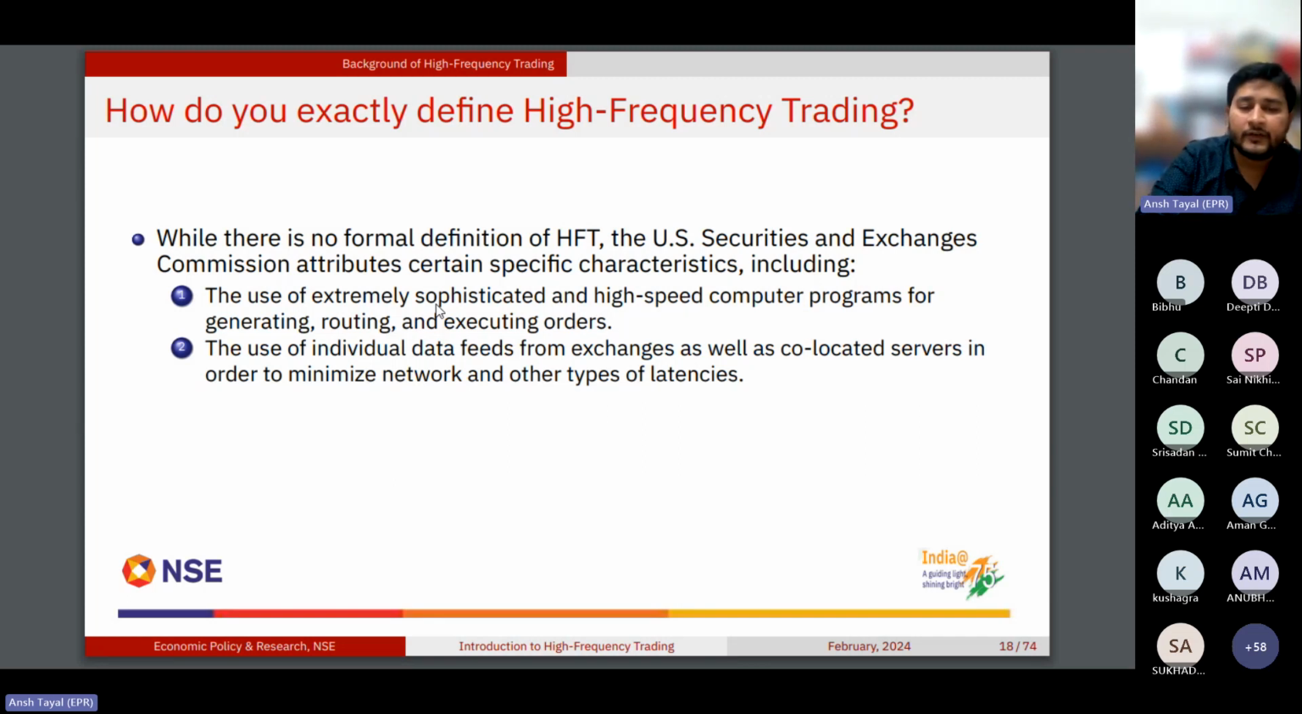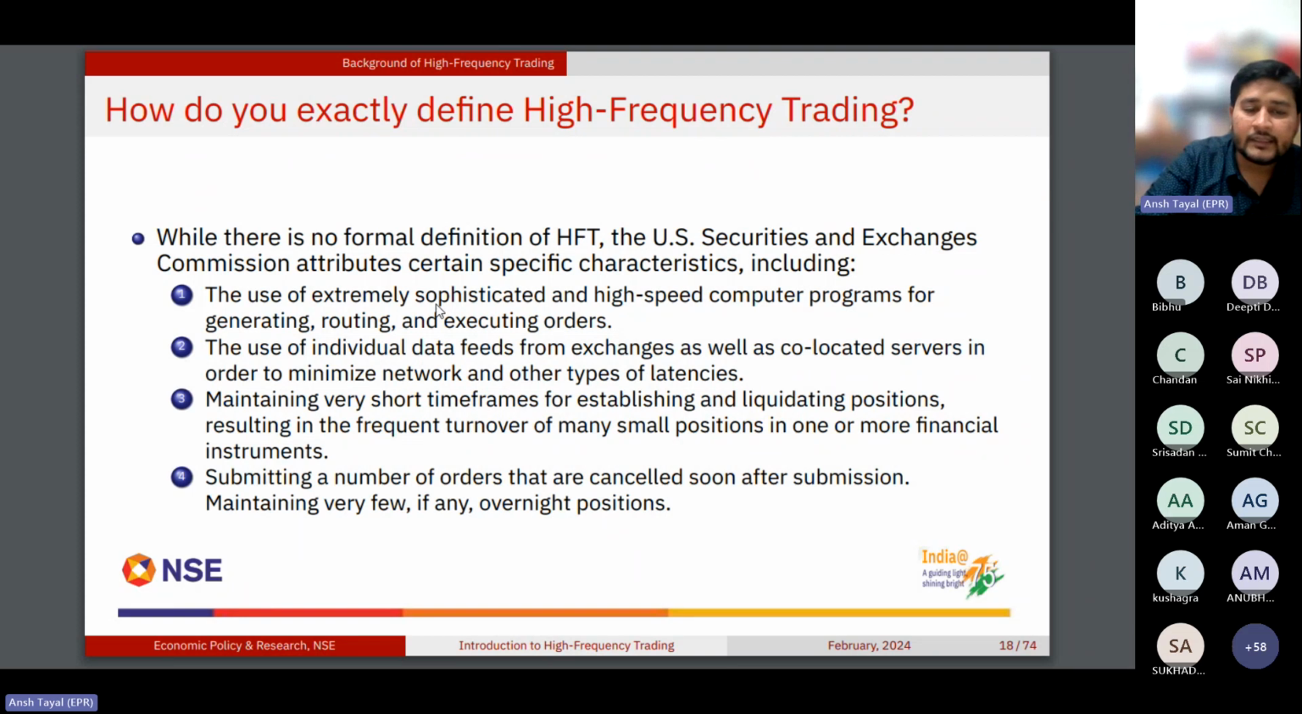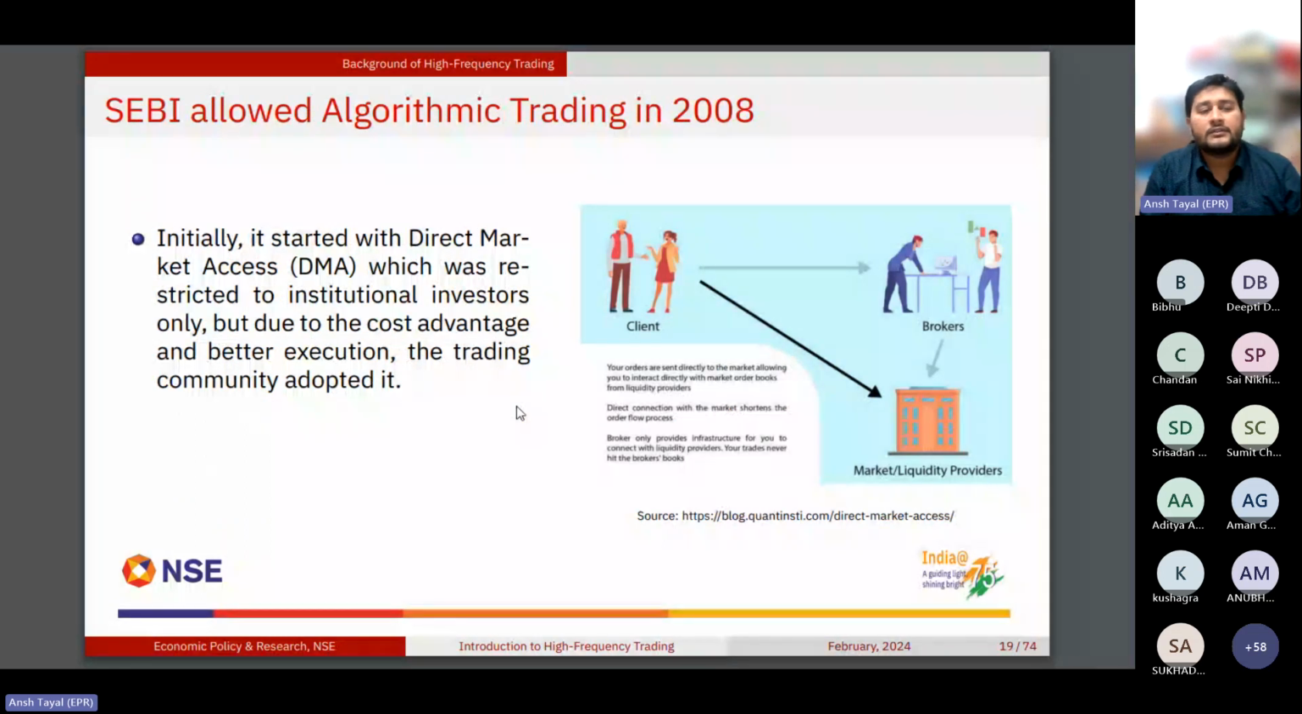Another is that you are taking individual feeds directly from exchanges or co-located servers, and I'll talk about co-location in a bit. Then another is that you sell off very quickly. You hold your positions for a very short period of time. That is another characteristic. And then you cancel your order soon after submission because you are trying to identify other people's strategy.